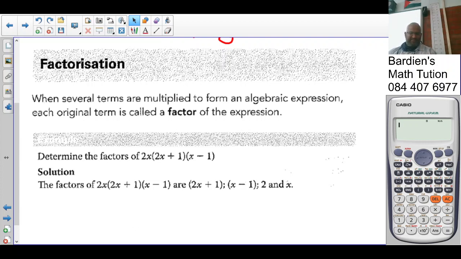Okay. We know from grade 9 that common factor is the first step of factorization. If you find a common factor, you must always take out the common factor first. Okay? So if the question says factorize, they ask you to factorize 6x minus 10.